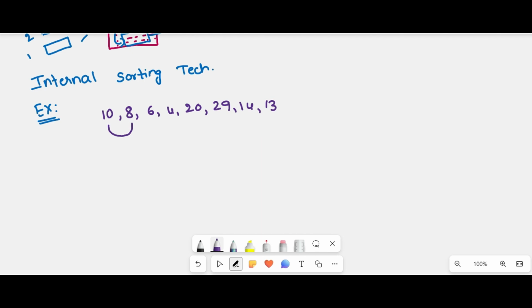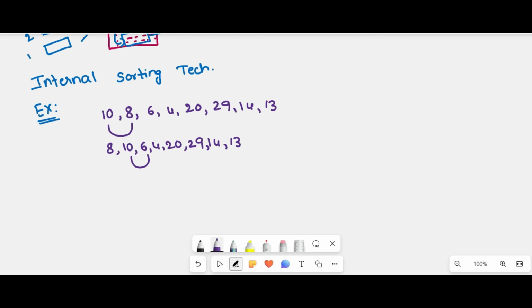We are arranging the elements in ascending order, so the starting element should be less and the next element should be greater. These two are not in proper order, so what shall we do? We have to swap these two elements. Then we get 8, 10, 6, 4, 20, 29, 14, 13, with the remaining elements as they are.